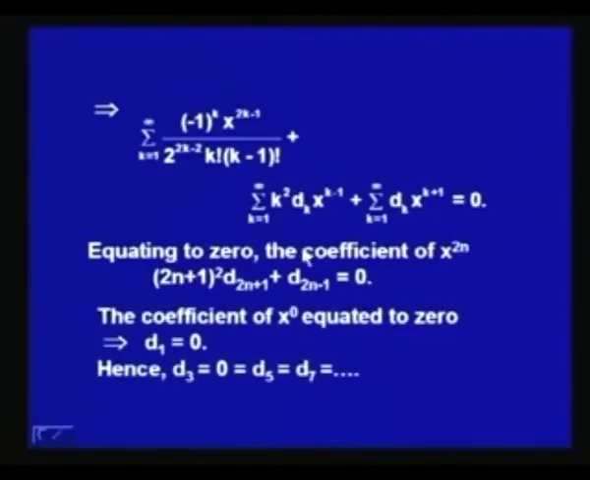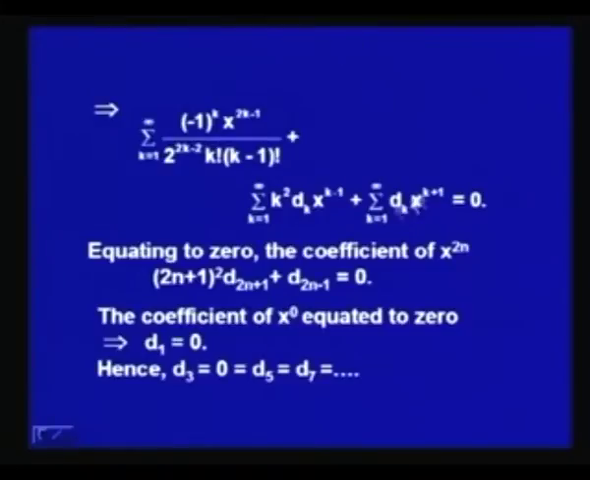Now next we equate to 0 the coefficient of x to the power 0, which is available only in this term. So it gives us 1 square into d1 equal to 0, or you can say d1 equal to 0. Now when d1 is equal to 0, from this equation we find that d3 is 0, d5 is 0, d7 is 0, and so on. So when d1 is 0, d3, d5, d7 all are zeros, it follows from this equation.